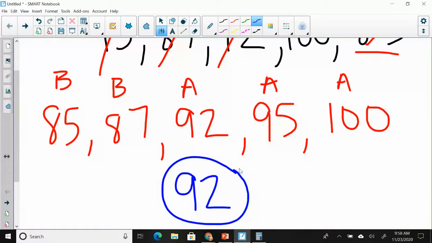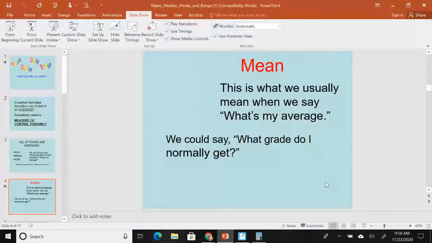Okay, so that's how you find the average. You add up all the numbers in the set and you divide by how many numbers you have in the set. Okay? All right, let's go on to the next slide.